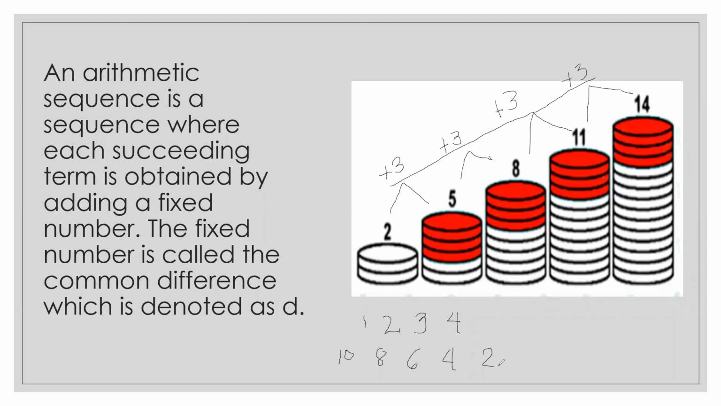So, kapag arithmetic sequence, nag-add tayo. Pag palaki yung number, nag-a-add tayo ng positive number. Pag paliit yung number, nag-a-add tayo ng negative number. Please take note of that. But in arithmetic sequence, it should be constant. Kung nag-add tayo ng positive number, pare-parehong positive number yung add natin. Kung nag-add tayo ng negative number, it should be the same. It should be constant throughout the sequence. Okay? Clear natin to.